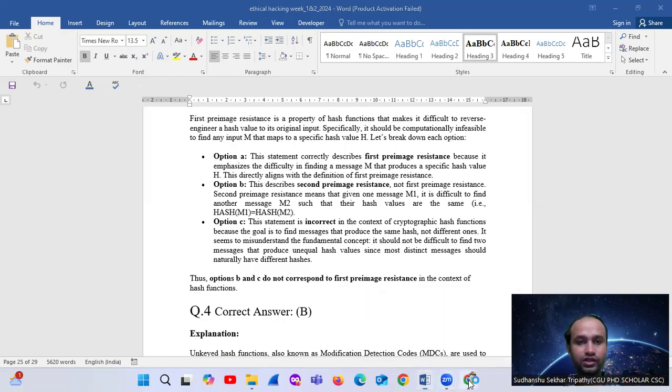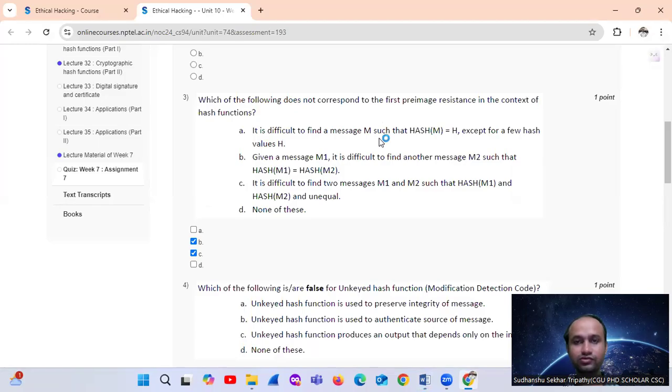Option A, that is option A only, first preimage resistance. Okay, and for options B and C, option B is second preimage resistance, and C is cryptographic hash function. Okay, remember this: which one is first preimage resistance and which one is second preimage resistance. So here option A is first preimage resistance, and B is second, and the answer will be B, C.